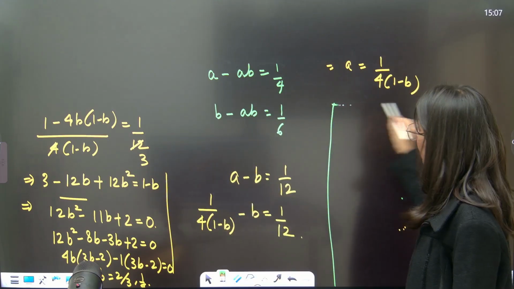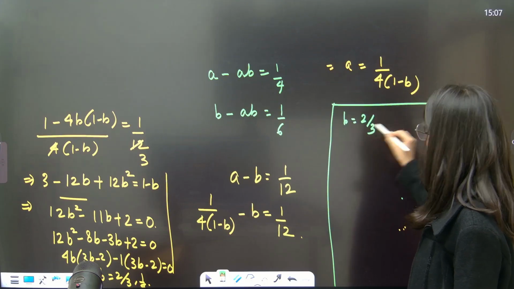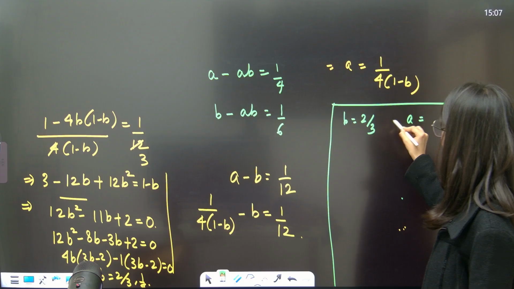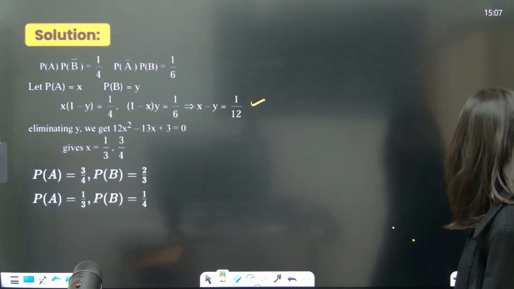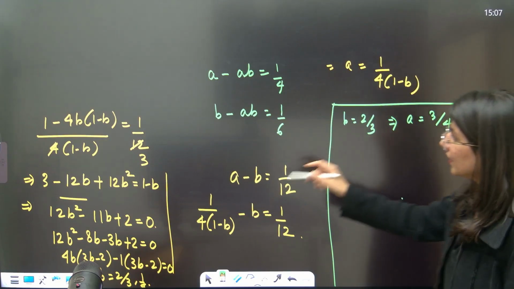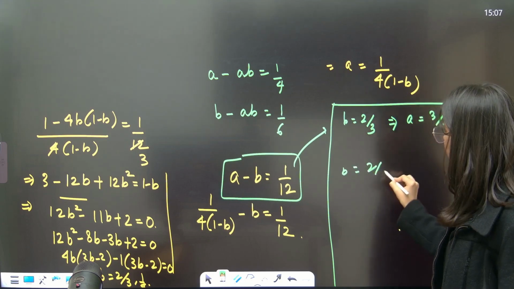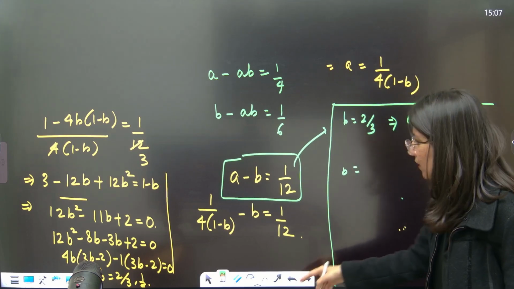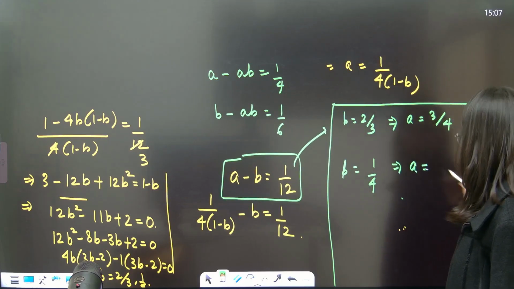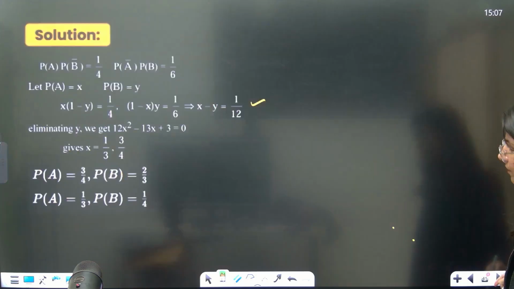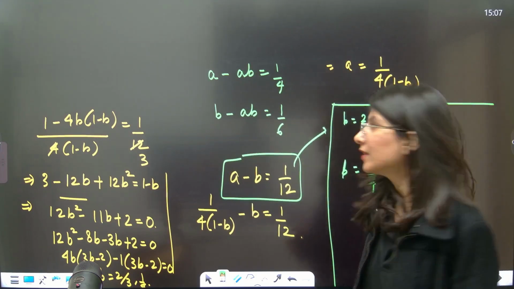So now understand, if your B is 2 by 3, that means probability of B, then your A will be, you put the value 3 by 4. You put the value in this. Okay. If your B is 1 by 4, then your A will be what? Tell me. A will be 1 by 3. So this is two sets of probability of A and B you are getting.